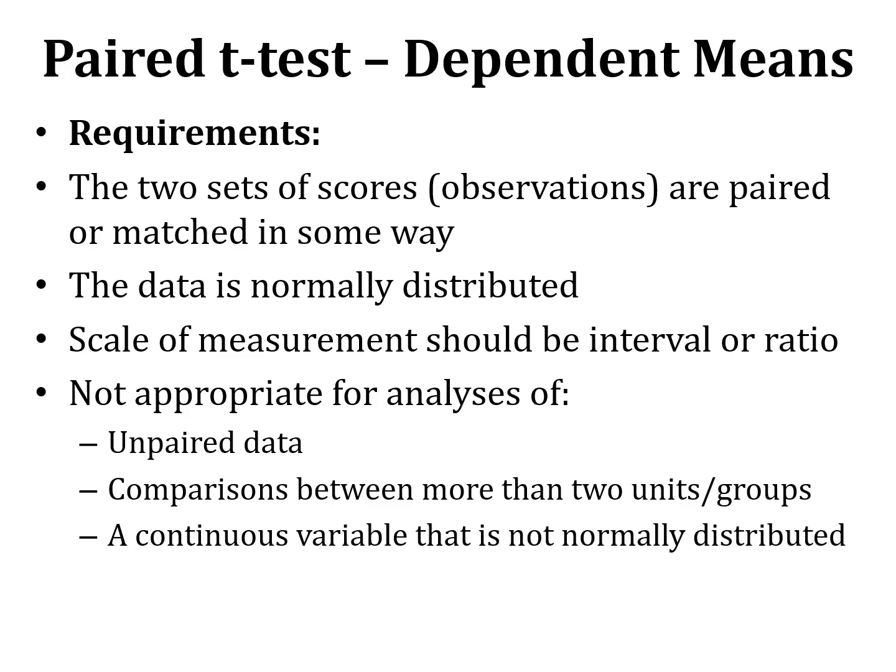And it is also not appropriate for the analysis of a continuous variable that is not normally distributed. So it should follow a normal distribution pattern. And similarly, it is not appropriate for the analysis of an outcome which is ordinal or ranked. So it is not good for observations which are measured on the ordinal or ranked scale or on the nominal scale. It is good only for observations which are measured on the interval or the ratio scale. So this is where we can or cannot apply the paired t-test.